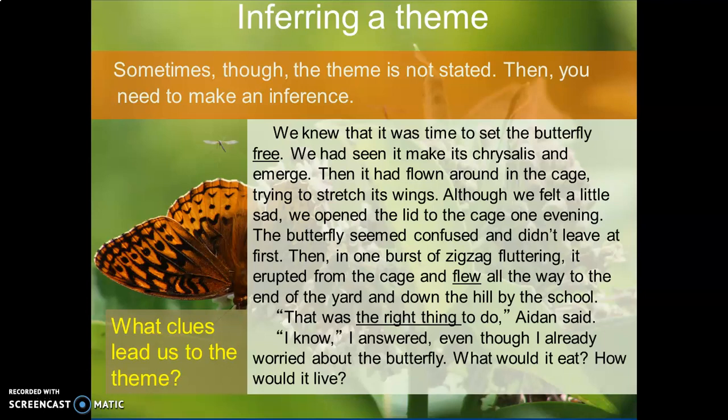In this case, we've underlined some potential hints. Free, flew, the right thing. In this case, the lesson is that wild creatures should be set free. The butterfly was set free. It flew away. And even though they were worried, they knew it was the right thing to do.